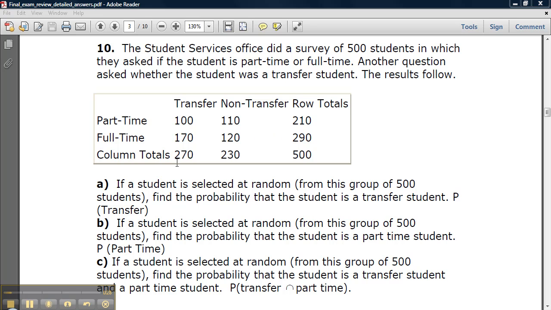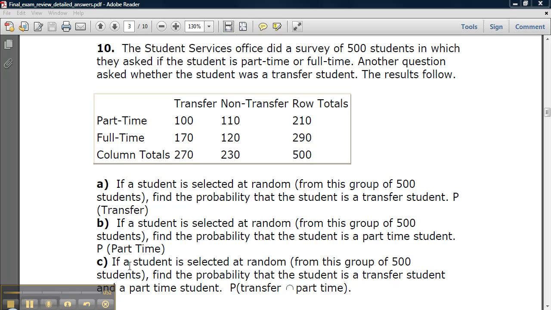Part A says if a student is selected at random from this group, find the probability that the student is a transfer student. Well, look at your total transfer students here. That's this column, 270 out of the total of 500. So it would be 270 out of 500. And then you can reduce it, or just change it to a decimal, whatever.